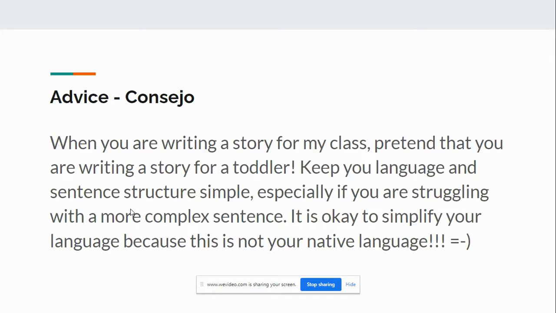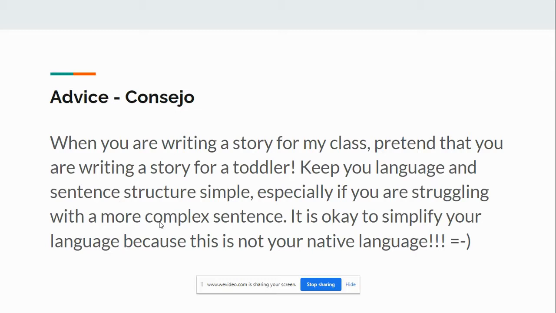Last thing that you should remember as you're writing a story for La Clase de Español is that I want you to pretend when you're writing this story or any story that we're writing for our class that you are writing a story for a toddler. Keep your language and sentence structure simple, right? When you talk to a little kid, you simplify your language. Especially if you're struggling with more complex sentence structures, you really should be doing this. Pretend you're writing a story for a toddler. It is okay to simplify your language. Spanish is not your native language. So you don't know Spanish as well as you know English.